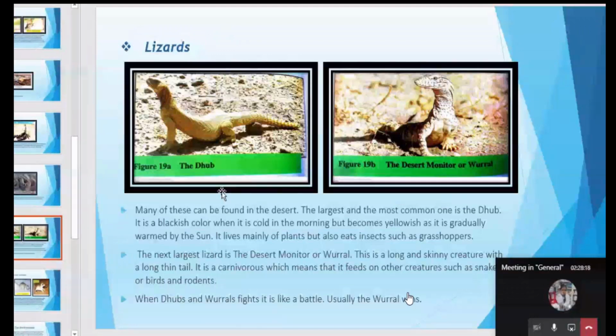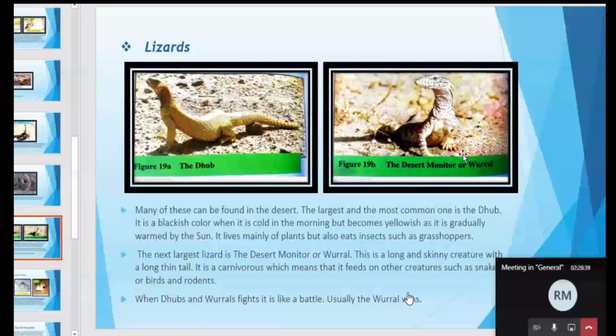Now the lizards. Yesterday I told you about the lizards. Who is winning the fight now? The dhub or the worrel? Who wins the fight? The worrel. Yes, the desert monitor, or the worrel.